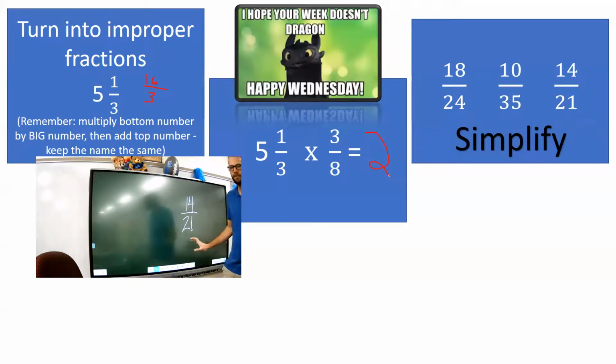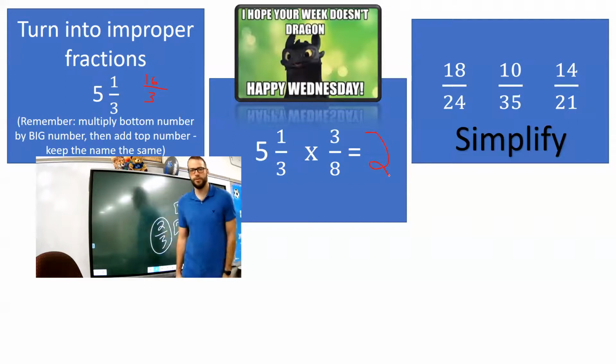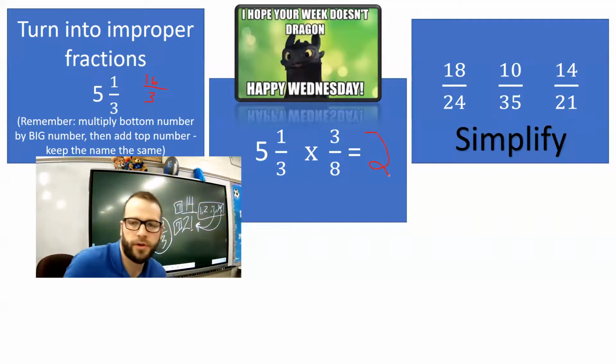This one's not simplified. If you go through all the factors of 14, it's 1, 14. These are all the dollar bills you can use to make 14. 2, 7. Those are the only things. Can I count by 14s for 21? No. Can I count by 7s for 21? Yes. So I can use 7s for both of these. How many 7s make 14? 2. How many 7s make 21? 3. So that answer is equal to 2/3.